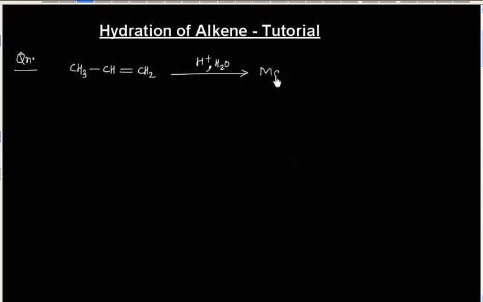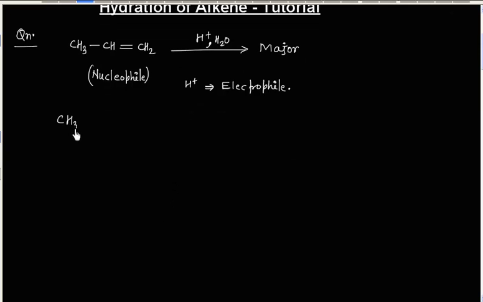So what will be the major product in this reaction? This reaction is hydration of alkene, where alkene acts as nucleophile. And in this case, H plus is electrophile. So in the first step, the double bond will attack on H plus, and this will generate a carbocation.